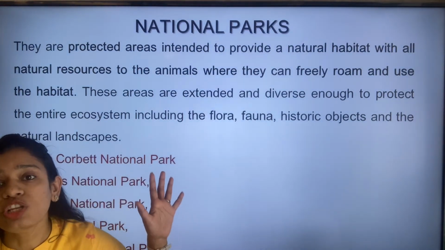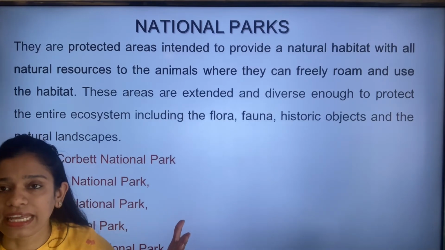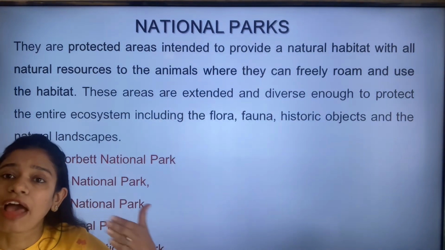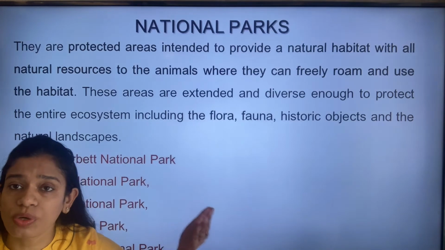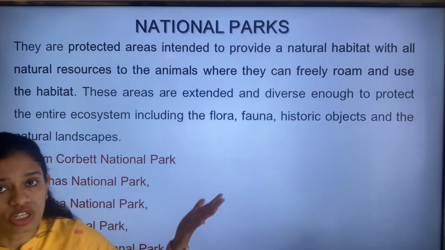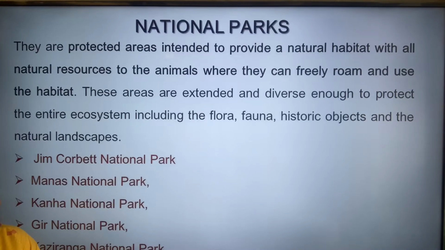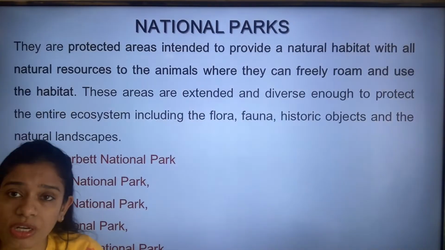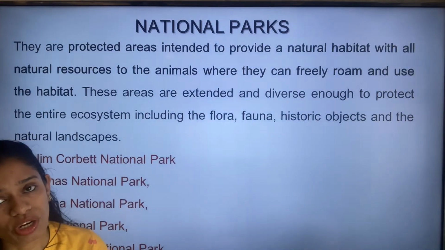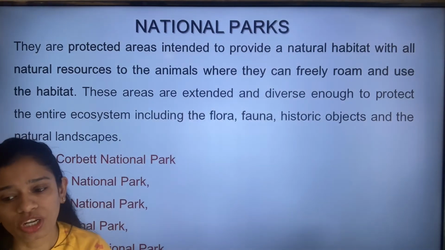So it is not as huge as a Biosphere Reserve. It is on a smaller scale, and it does not have those three zones, the core, the buffer, and the manipulation, like the Biosphere Reserve. Some examples of national parks are the Jim Corbett National Park, Kanha National Park, Gir National Park, and the Kaziranga National Park in Assam. So this is about the national parks.